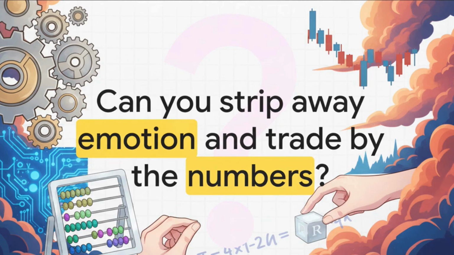So I'm going to leave you with this. Can you strip away emotion and trade strictly by the numbers? When you replace gambling with validated structure, precise zones, and unbreakable math, the only question left is, do you have the discipline to follow this analyst's blueprint on every single trade? Master these rules, and you'll completely change the way you see the markets.